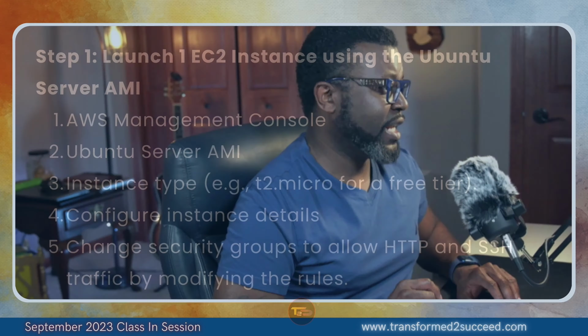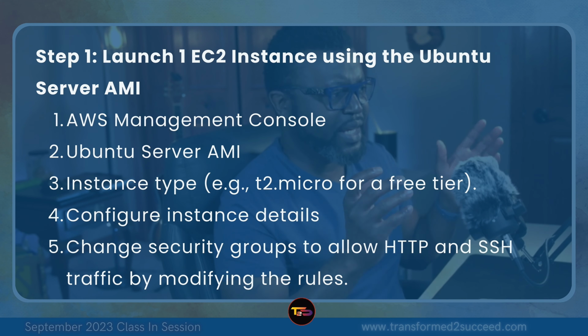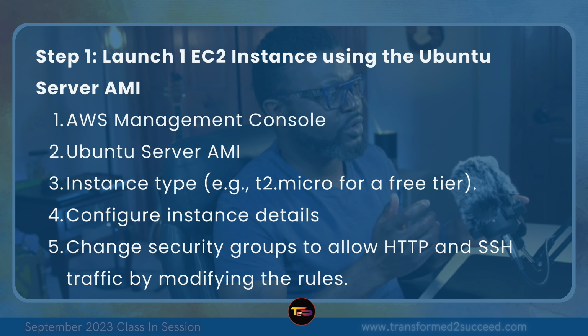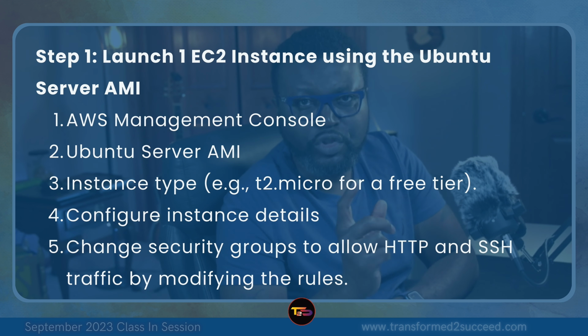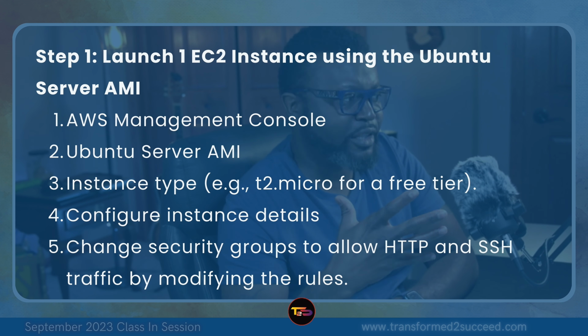We're gonna begin with our first task, and our first task is, as I said, we're gonna launch one EC2 instance using the Ubuntu server AMI. And to do that, we'll do these 5 steps. Number 1, you have to go to your management console on AWS. And number 2, we're gonna find an Ubuntu server AMI. 3, we'll find the type of instance that we want to use.